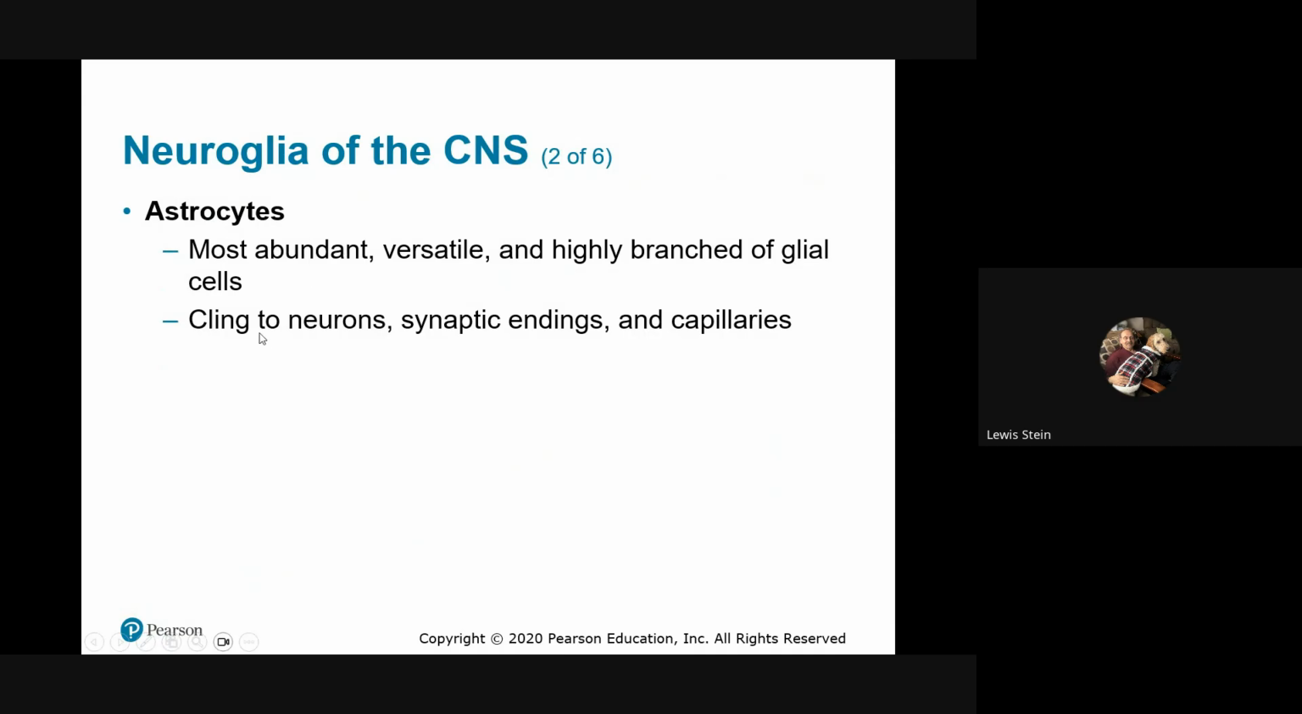Highly branched, and they cling to the nerves. They cling around where the nerves join. Synapses, the same term. Wherever a nerve and its target, be it another nerve or a muscle or a gland, come together, very often we call it a synapse. And particularly so around capillaries, which are how nerves derive their nutrition and their oxygen supply. And that's really a pivotal role.